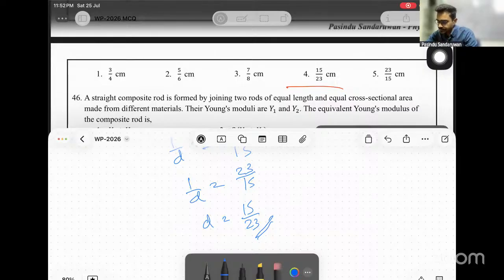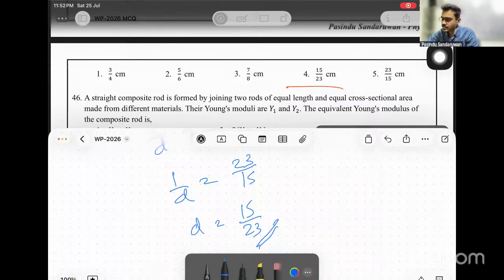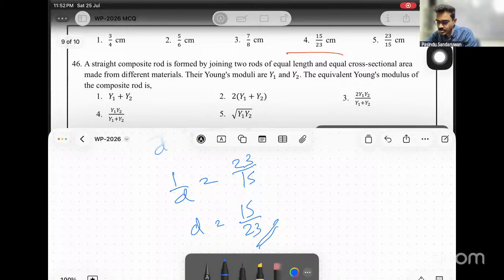So if you do something proper, the answer is slowly coming. It's gradually coming. 46.